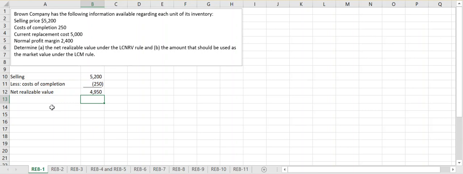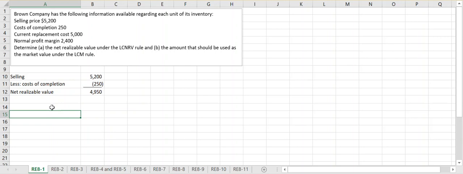So under this FIFO method, or the lower of cost or net realizable value rule, commonly referred to as LCNRV, we just calculate the net realizable value. That is the market value that we utilize to compare to the cost to determine which one is lower and therefore determine which is our value of our ending inventory.